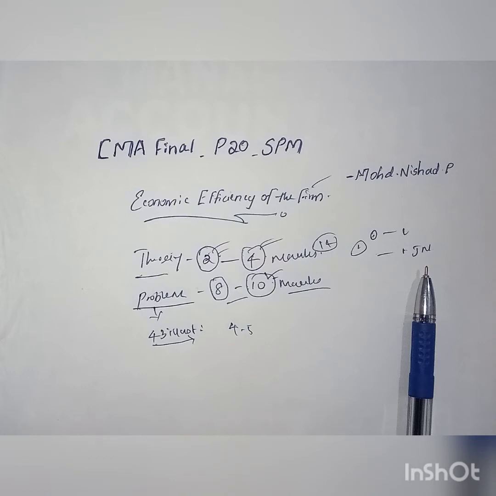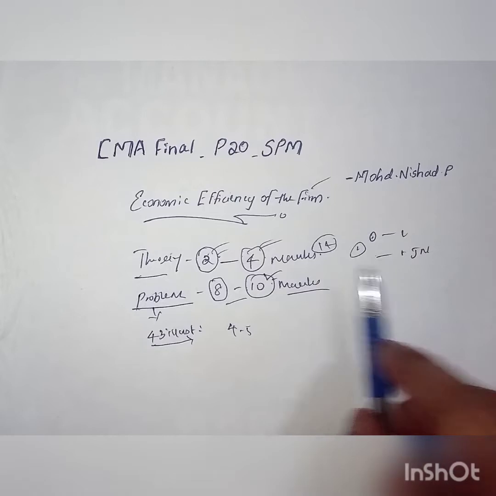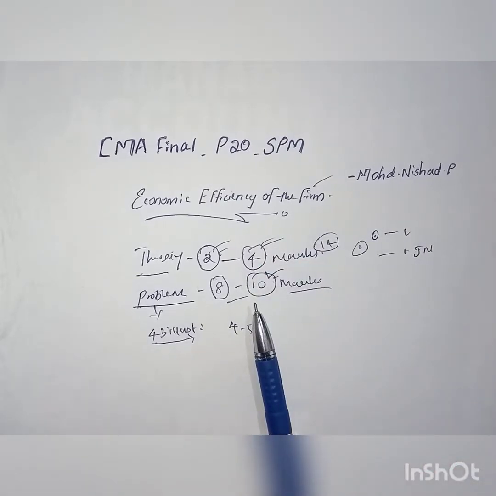Today we'll be discussing one chapter from CMA Final Paper 20 SPM, which is Economic Efficiency of the Firm. I have done one YouTube video on the same chapter in my mother tongue Malayalam, but some of my friends who are not from Kerala asked me if I can do it in English, as it will be helpful. So that's the reason why, same chapter, same questions, everything the same, but I'm doing it in English as well.